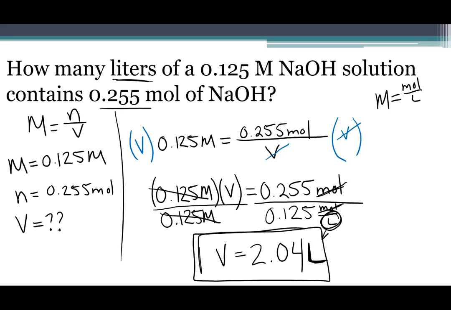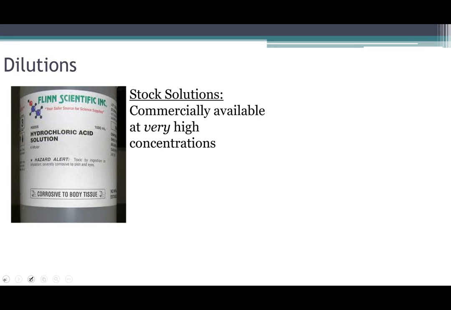So again, I put this in here with the variable being underneath. That's an algebraic mistake I see a lot of students make, so I wanted to just go over that very explicitly with you. Okay. So the last thing that we're going to talk about in this video is something called dilutions. So we're going to apply the molarity equation to a specific scenario, and that scenario is going to be a dilution scenario. So stock solutions.